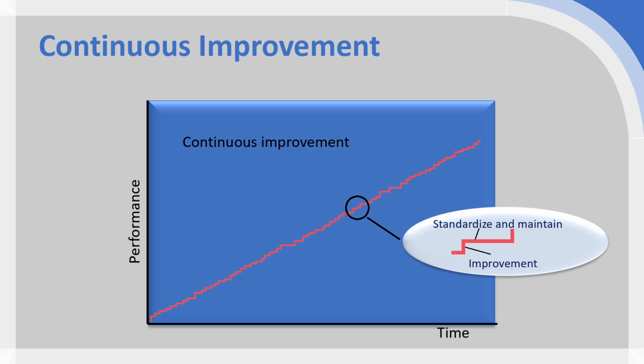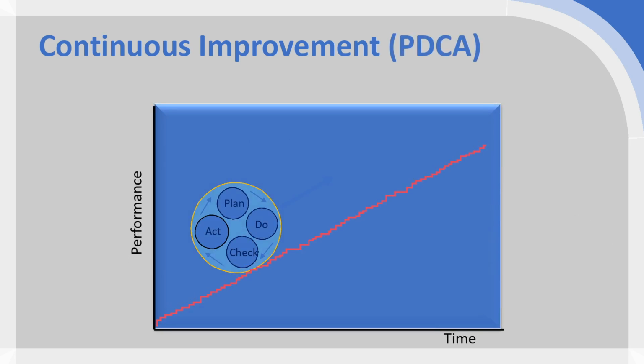It's not an end destination, but rather a continuous journey. We also have various different models to implement continuous improvement. PDCA is one of the more popular ones, and it's relatively straightforward, but involves 4 distinct changes for any process change. So you plan the change, and then you implement it on a small scale. So this can be in a trial run.